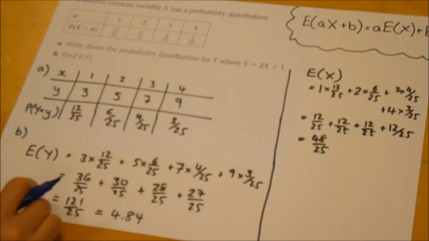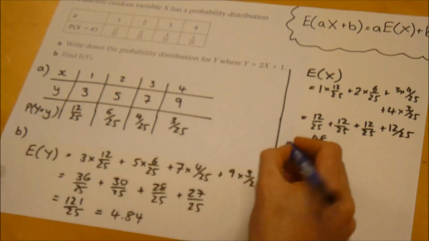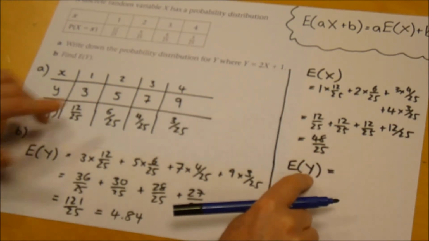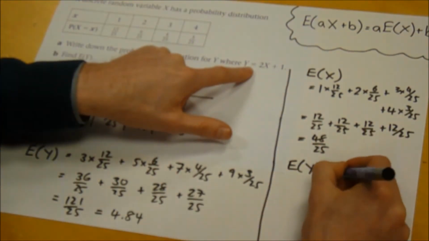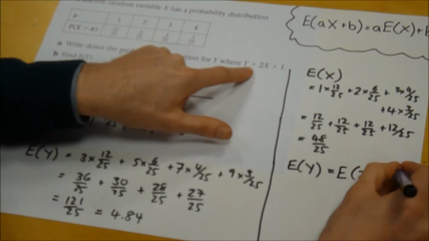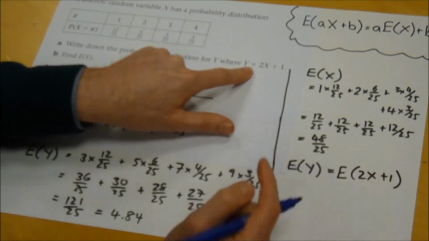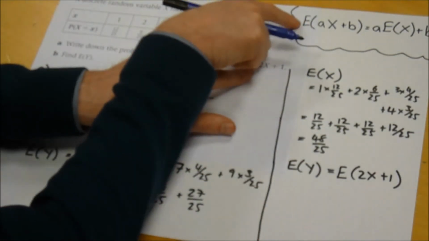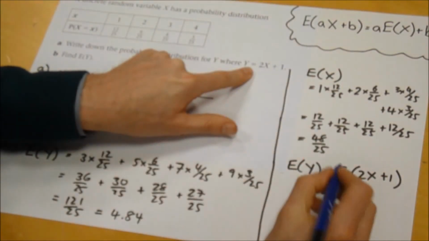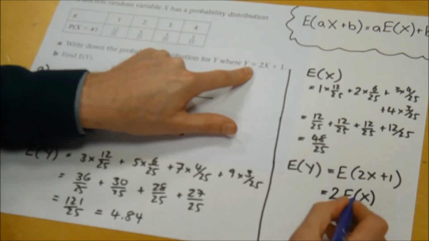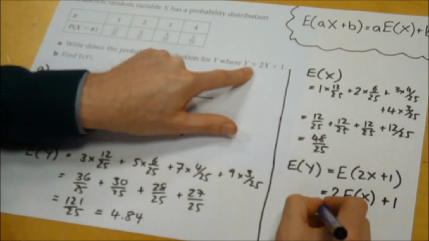But it wasn't the expected value of x we wanted to find, it was actually the expected value of y. But we know y is equal to 2x plus 1. So finding the expected value of 2x plus 1 is the same as finding the expected value of y. Well, now we can use this. So we know that this is the same as 2 times the expected value of x plus 1.